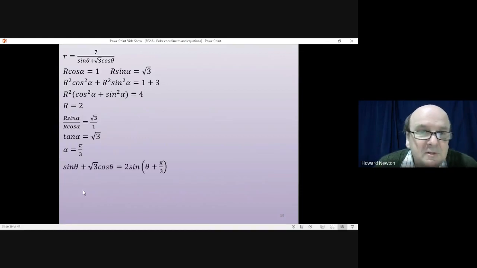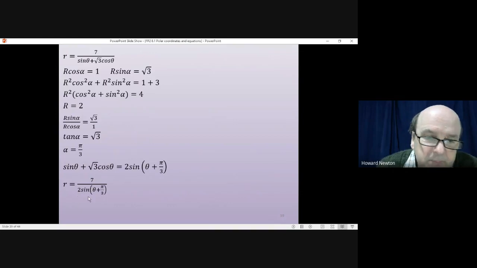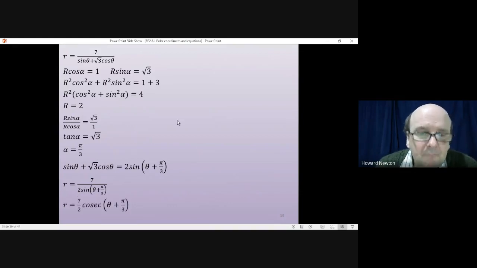Which means that the denominator we had on our fraction, sine theta plus root 3 cos theta, can be simplified to 2 sine theta plus pi by 3. And that gives us the answer, r is equal to 7 divided by 2 sine theta plus pi by 3. That could be simplified even more. So dividing by sine means we've got the same thing as cosec. So r equals 7 over 2 times cosec theta plus pi by 3 is, I think, the simplest version of the answer.